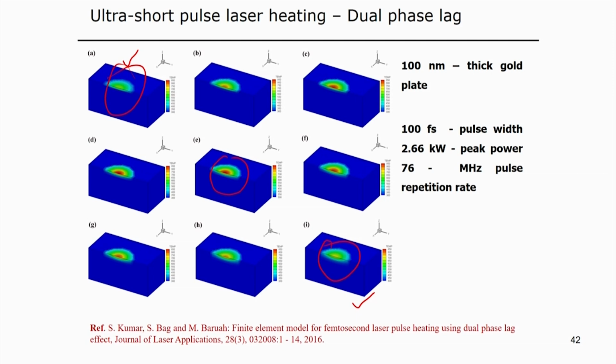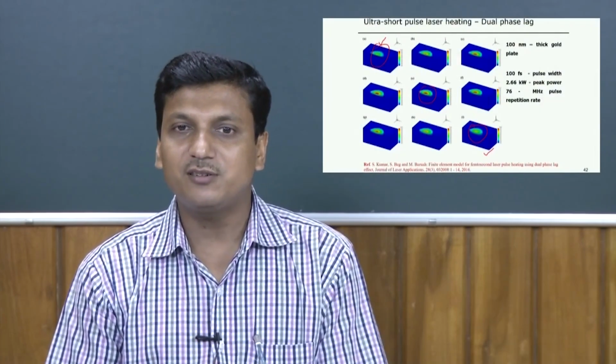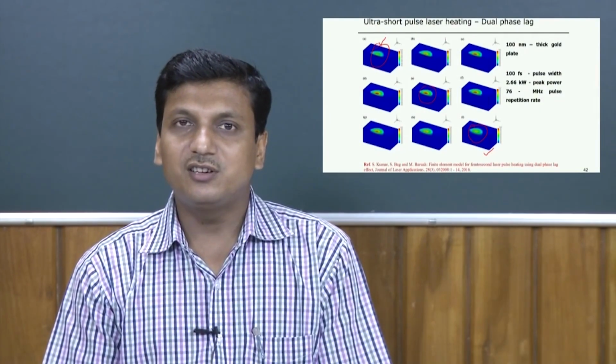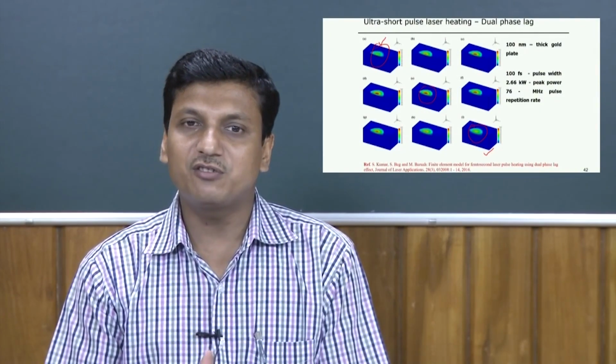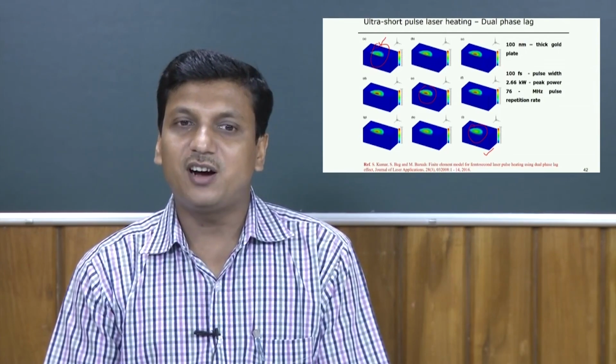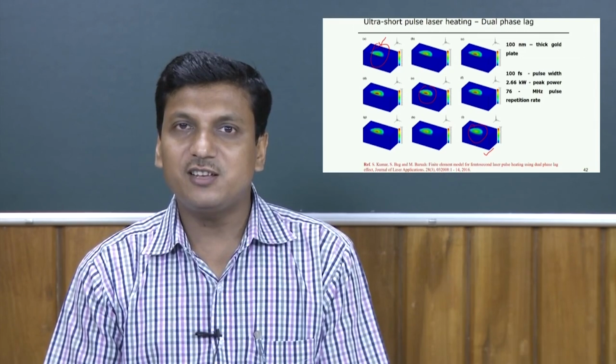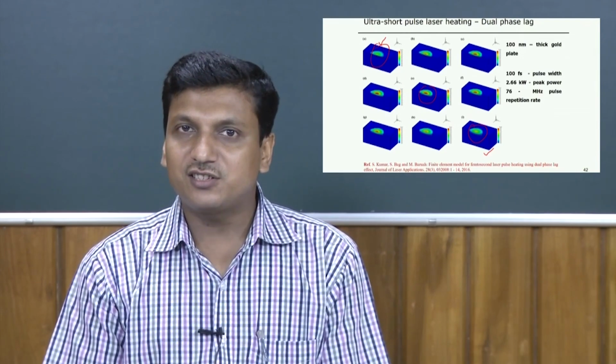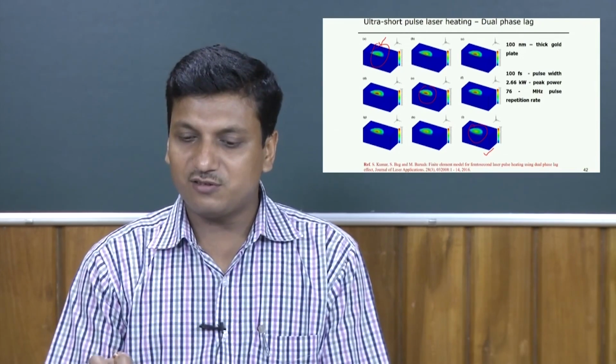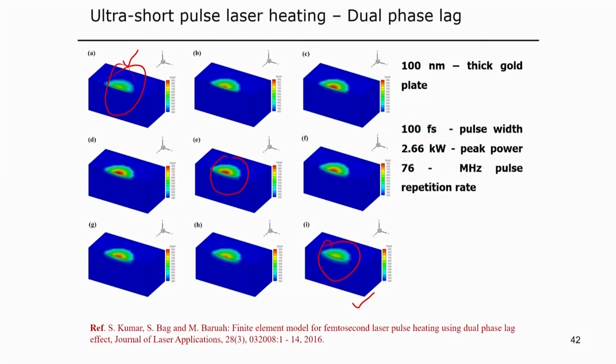So, of course, this simulation has been performed using the effect of the dual phase lag over the 100 nanometer thick gold plate, and in this case a 100 femtosecond pulse width has been used, where the peak power is very high, 2.66 kilowatt, and the pulse repetition rate, or frequency, is 76 megahertz. So, with these conditions we can find out that there is a clear effect of the relaxation time in case of the ultra short pulse laser heating process.